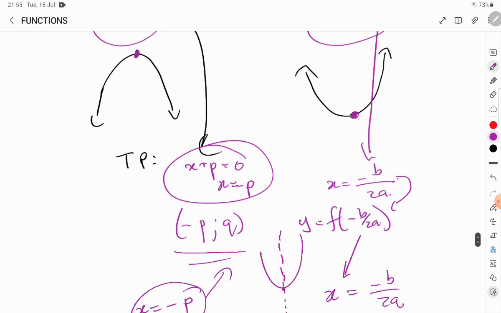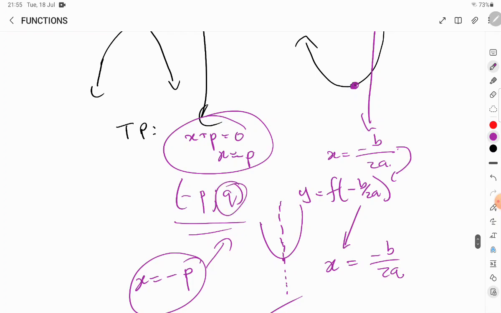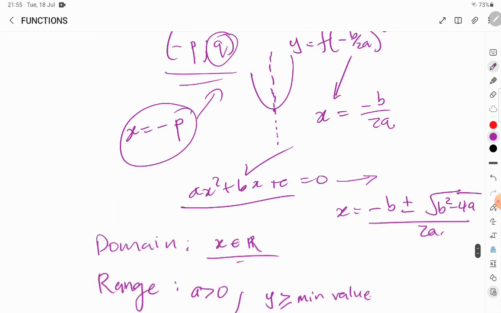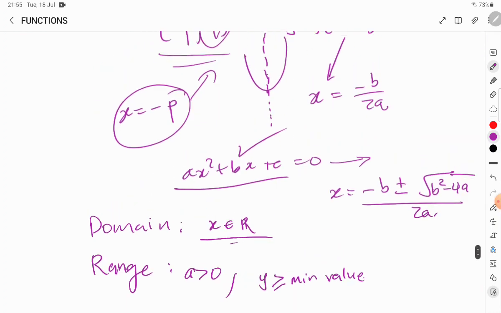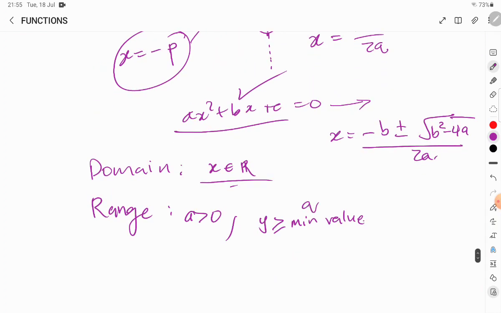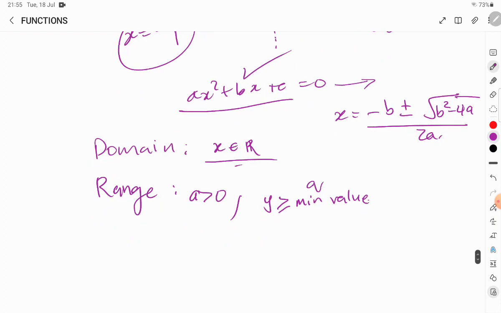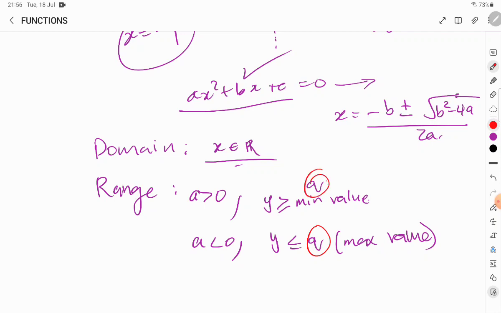In this case, if our turning point is (p, q), and this is our y turning point, then this becomes our minimum, so it will be just q. Else, if we have a maximum value, then y is less than or equal to q, which is the maximum value. This just represents the y value of the turning point. That's just it. I don't think there's anything much more interesting about the parabola.